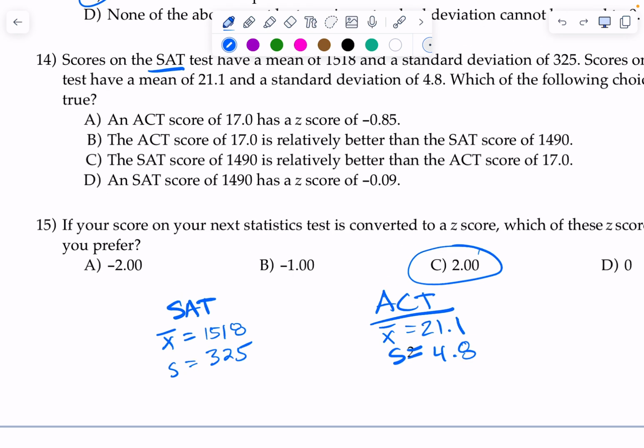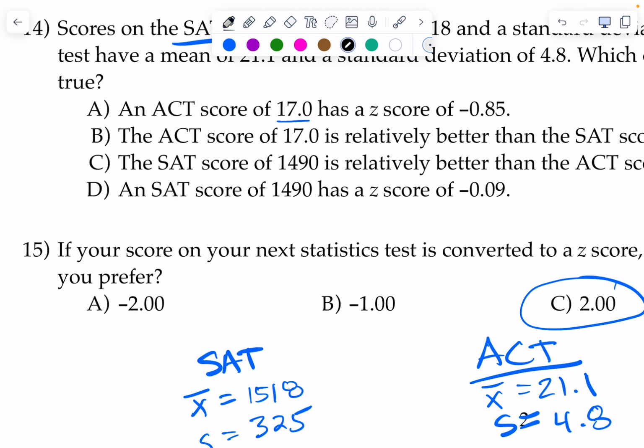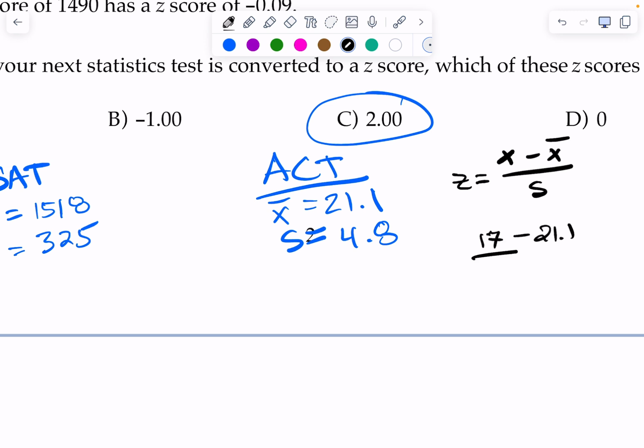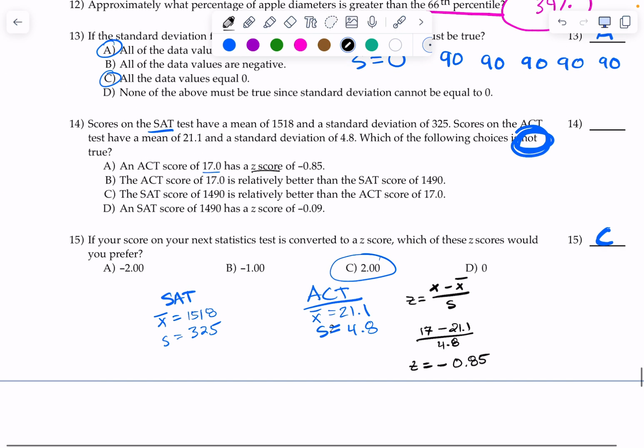All right, an ACT score of 17.0, and we're talking about what the z-score is. How do I find the z-score? X minus X bar over the standard deviation. So if I'm talking 17, I'm going 17 minus 21.1 over 4.8. Am I going to be above or below average? So that means my z-score is negative 0.85. Yep, so that one's correct. A z-score of negative 0.85, that is true. I'm going to put a T next to it, which means that's not the correct answer, right? The next one, let's go down to D.